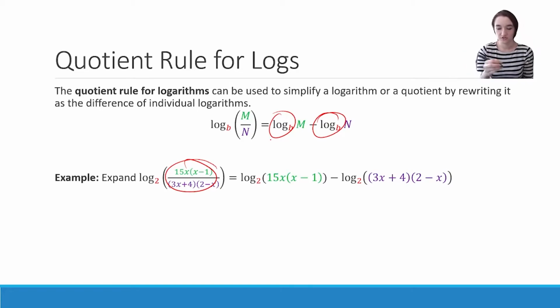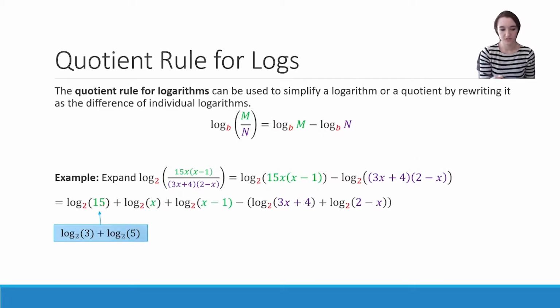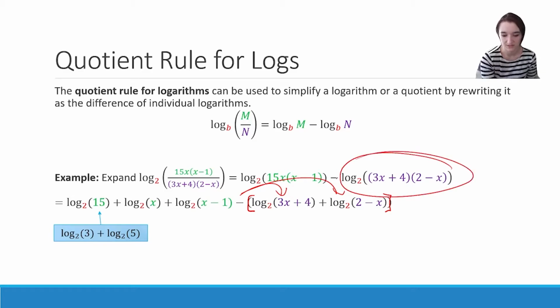So we've now broken this down into two separate logs, but we can see that those two separate logs contain multiplication inside themselves. So we've got 15 times x minus 1, and this is, well, obviously, 3x plus 4 times 2 minus x. So each of those can be broken down. So we get log base 2 of 15 plus log base 2 of x plus log base 2 of x minus 1. Minus, notice that there are these parentheses around this whole thing because both of these are being subtracted because it's this whole log. Yes, we broke apart that log, but the quantity itself has to be subtracted off.